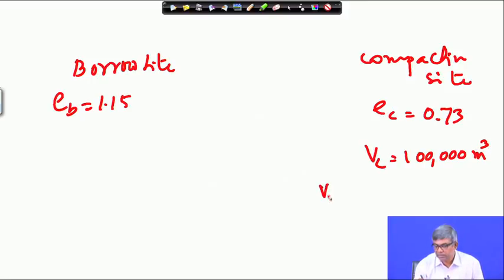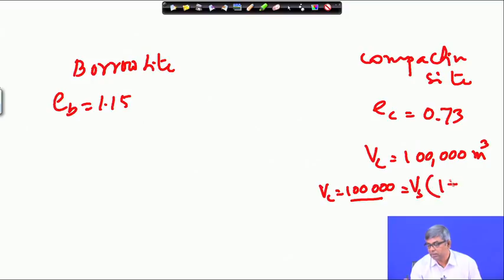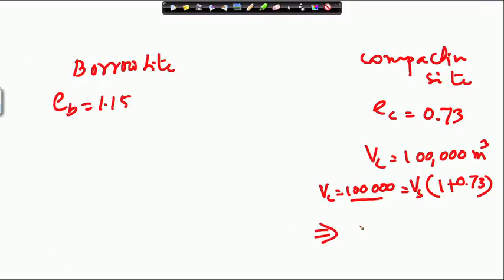Now, this VC equal to 100,000 is nothing but Vs into 1 plus 0.73. So, from here I get how much solid is present in that much of volume. Vs we will get from here as 57,803 meter cube. So, that means in 100,000 meter cube of bulk soil, we have only 57,803 meter cube of solid, and the remaining is voids.